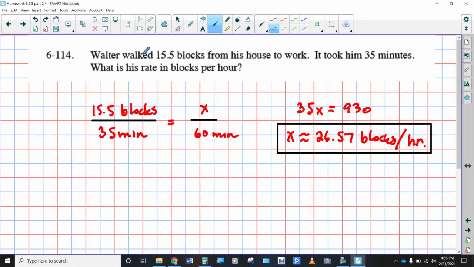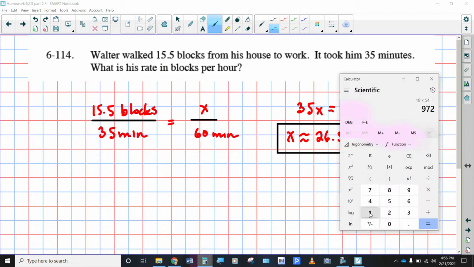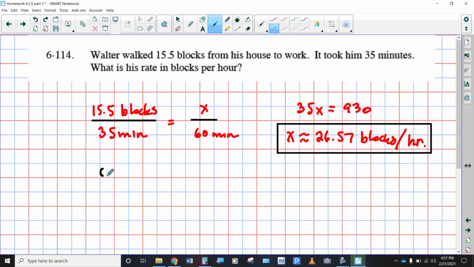All right, Walter walked 15.5 blocks from his house to work. It took him 35 minutes. So there's a ratio of the number of blocks. We could convert that to a unit rate, by the way, if we wanted to, and take 15.5 divided by 35, and that would be, oh, that's a terrible number. We would, I suppose, round that to 0.44 blocks per minute.